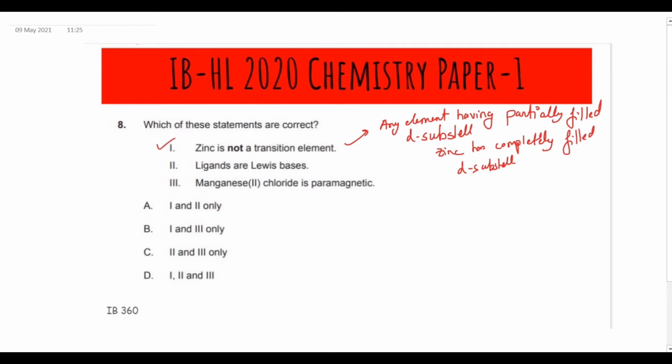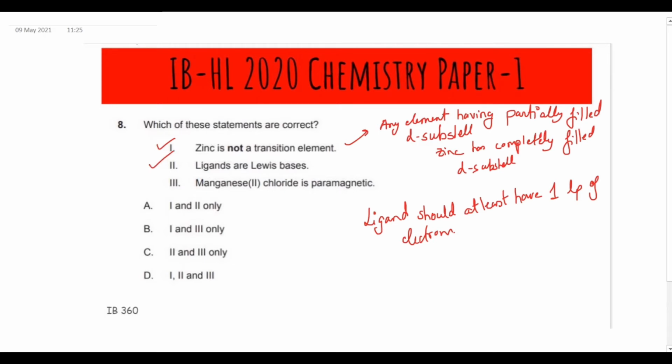Second is ligands. Ligands are Lewis bases. And I believe this is true too because ligands should at least have one lone pair of electrons. Now this lone pair, it donates to the central metal ion. Okay, so at least ligands should have one lone pair. So as ligands are electron donors, we can directly say that ligands are Lewis bases.